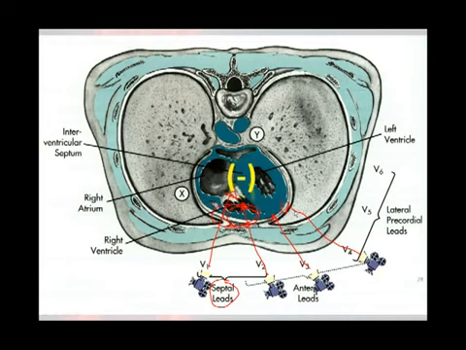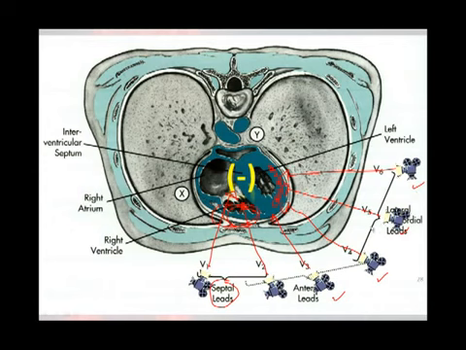As we get around to V5, V5 is actually looking at the left lateral wall of the left ventricle. V6 is doing the exact same thing. If we look at V6, it's over here looking at the left lateral wall as well. So if somebody is having an anterolateral wall MI, it's affecting this whole area right here, then we can clearly see it on V3, V4, V5, and V6.